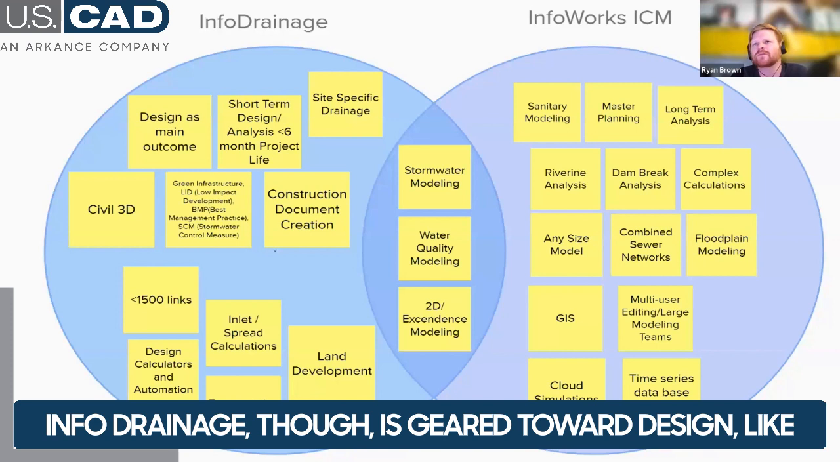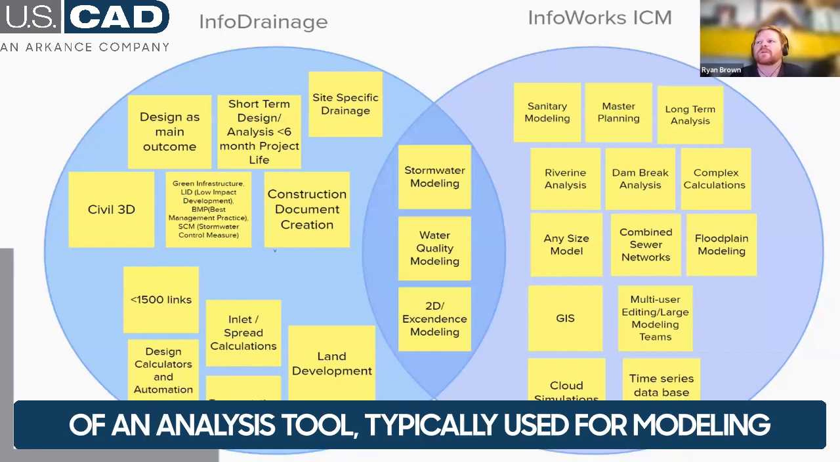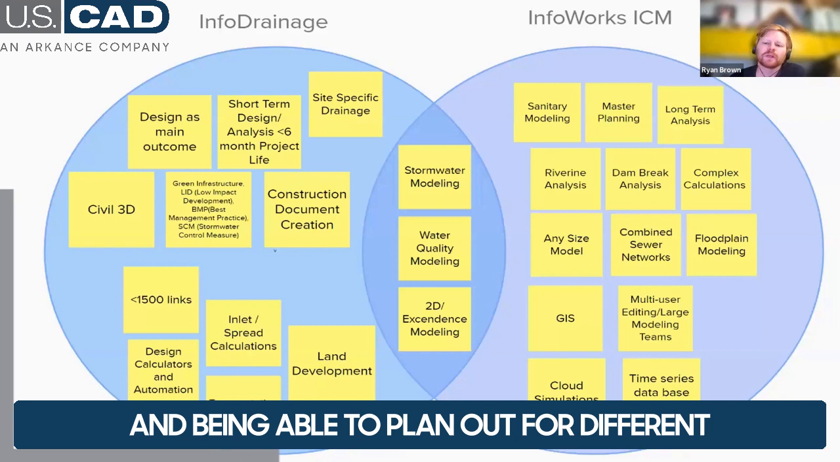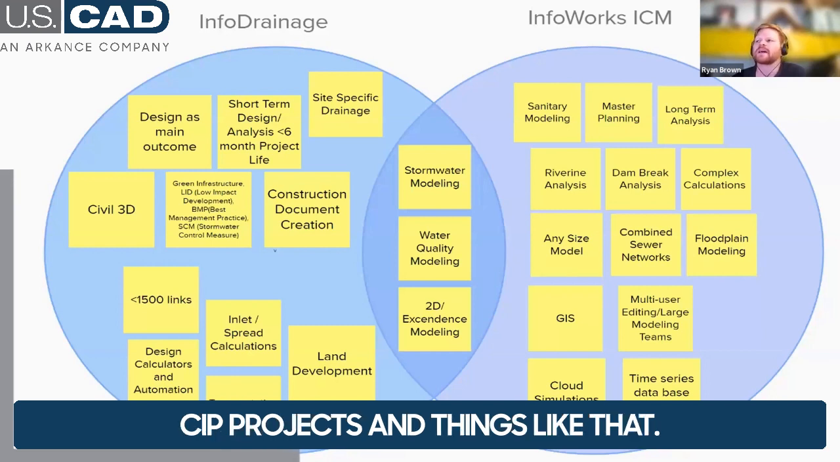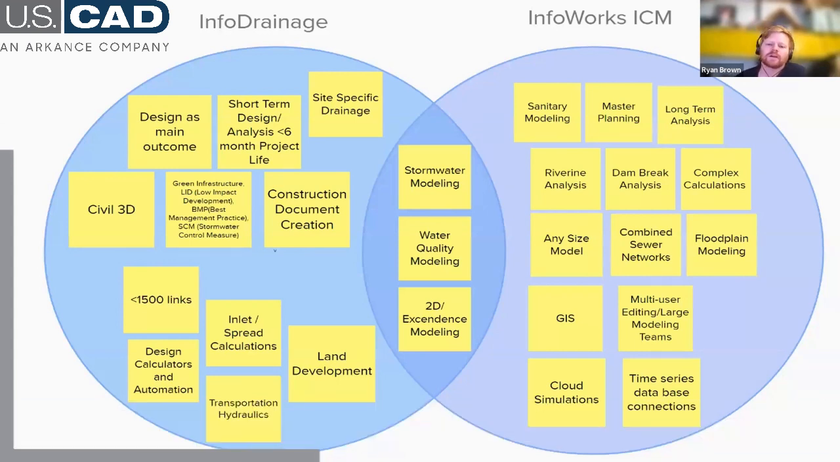InfoDrainage, though, is geared toward design, like we've been mentioning, whereas InfoWorks ICM is much more of an analysis tool, typically used for modeling entire cities, sanitary sewer networks, or stormwater networks, and being able to plan out for different CIP projects and things like that. These models also tend to live for a really long time.